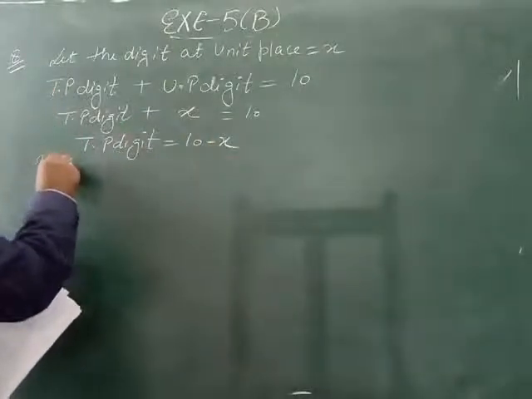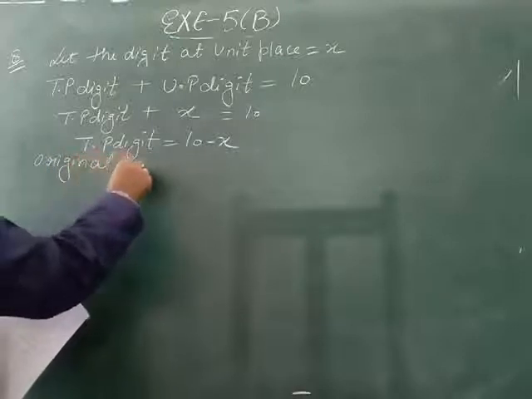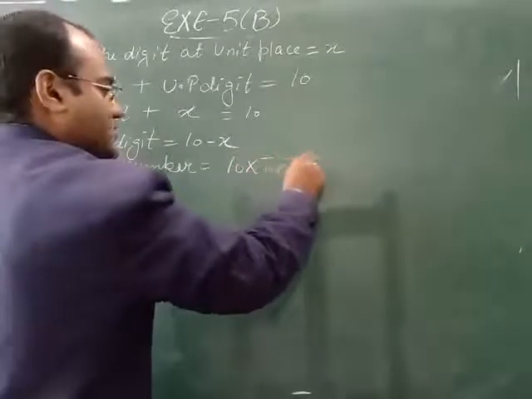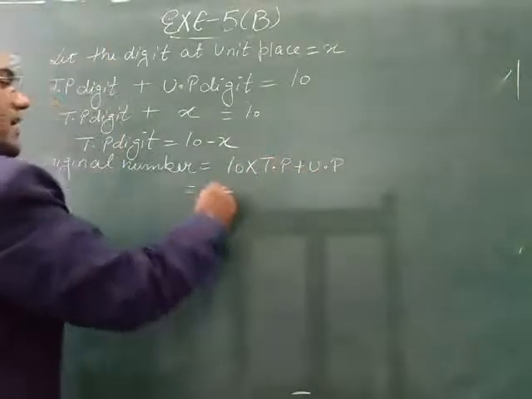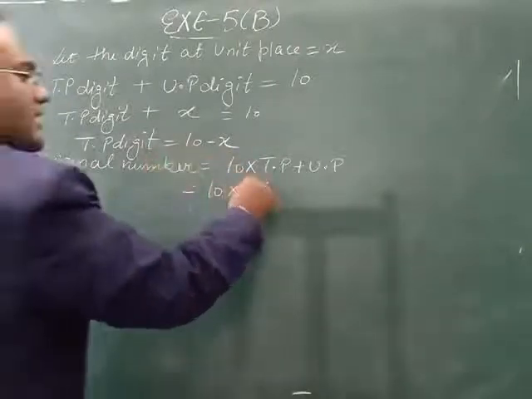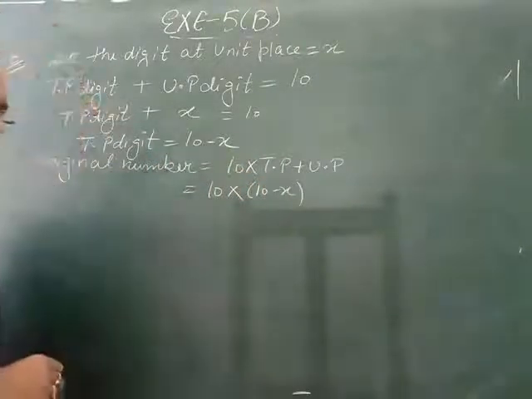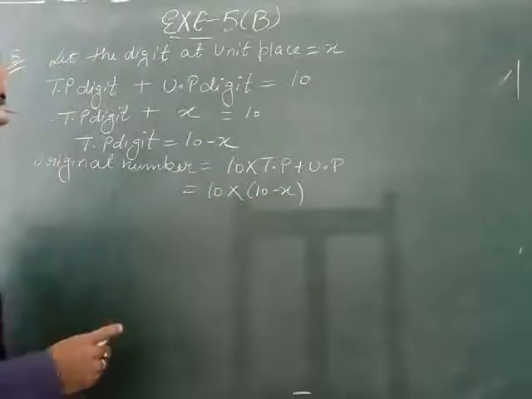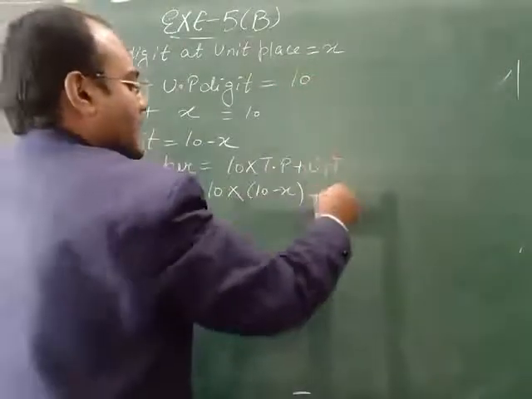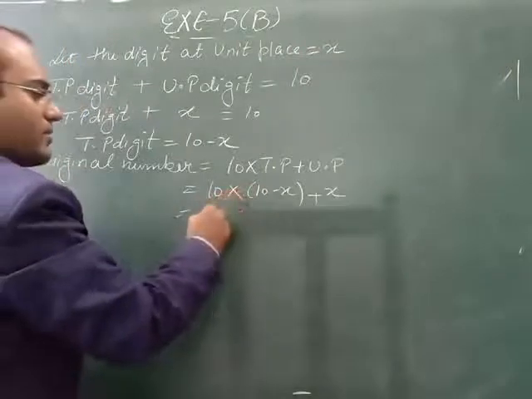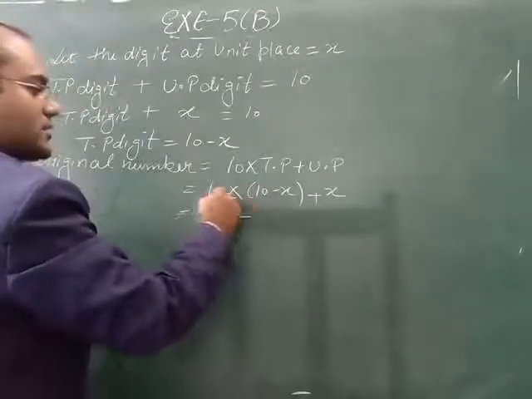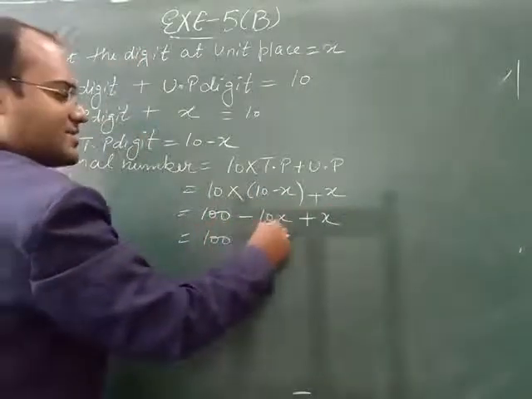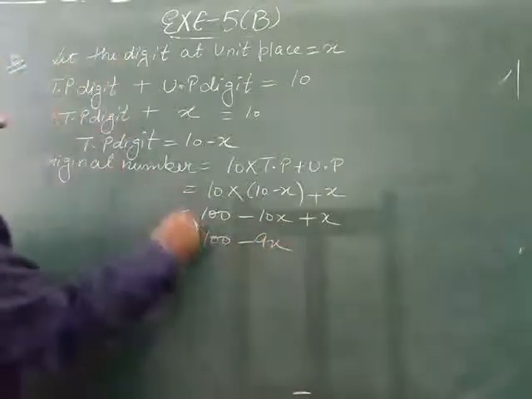Now original number we will write. Original number formula is 10 multiplied by ten's place plus unit place. 10 into ten's place. Ten's place is 10 minus x. So in bracket we have to write, because 10 multiplies with ten's place, and ten's place is 10 minus x. So we will write in the bracket, plus unit place is x. Now we will open the bracket. 10 into 10 will be 100 minus 10 into x will be 10x plus x. 100 minus 10x plus x will be minus 9x. So this is the original number.